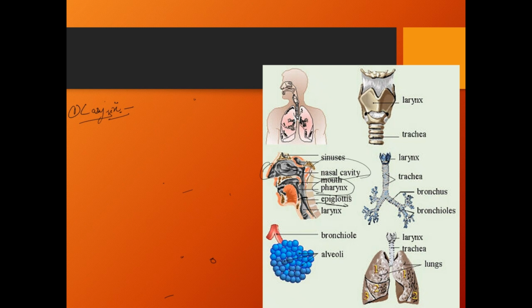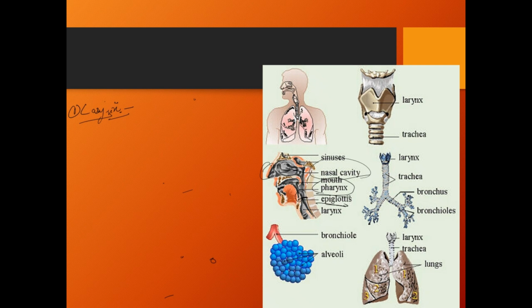So to prevent this problem, the epiglottis closes the glottis. Once you gulp the food, once the food is gone, the epiglottis is removed from the glottis, and then the air can pass through it. So this is all about the larynx.